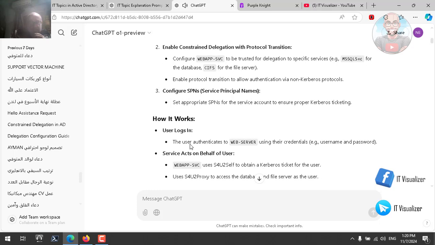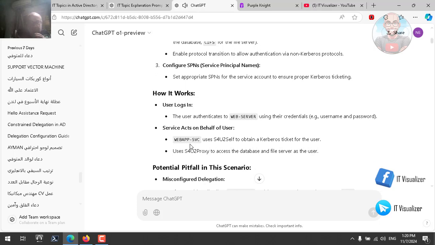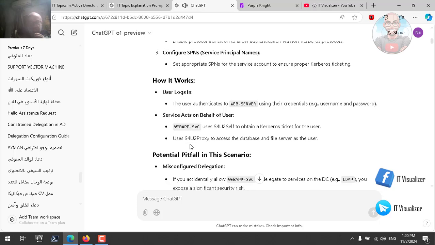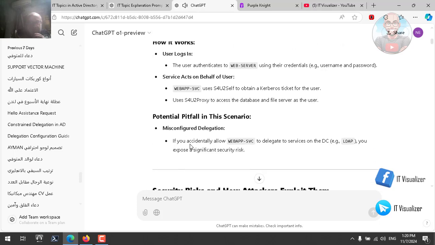How it works. User logs in. The user authenticates to the web server using their credentials, e.g. username and password. Service acts on behalf of user. Web app SVC uses S4U2Self to obtain a Kerberos ticket for the user. It uses S4U2Proxy to access the database and file server as the user. Potential pitfall in this scenario. Misconfigured delegation. If you accidentally allow web app SVC to delegate to services on the DC, e.g. LDAP, you expose a significant security risk.